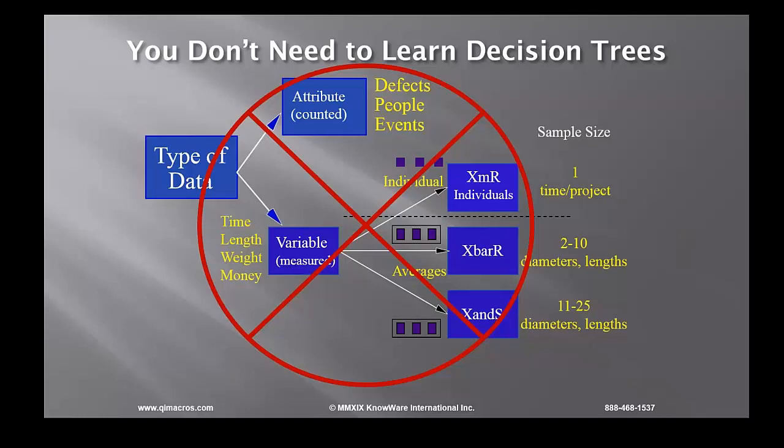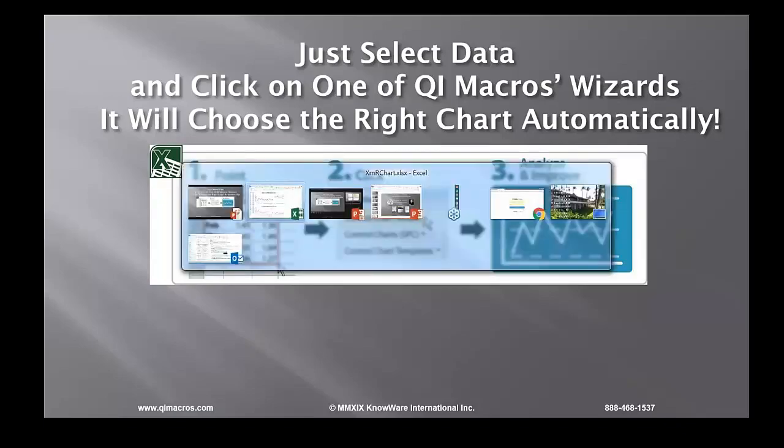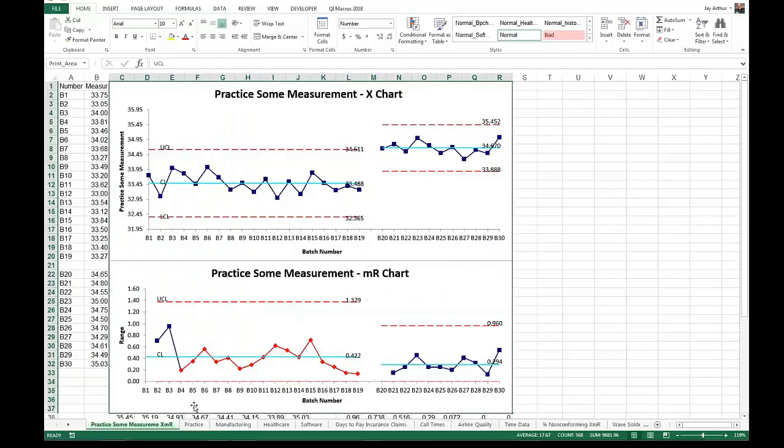You don't need to learn decision trees because I built all the decision trees right into the QI Macros. So that takes out a lot of problems right there. All you have to do is select data with your mouse and click on one of our QI Macros, and it'll choose the right chart or stat automatically. So here's some data.